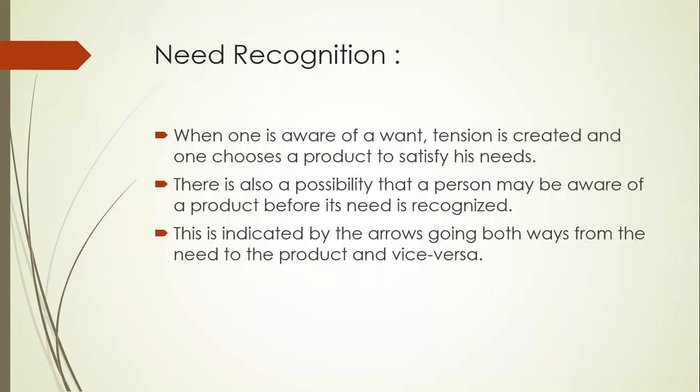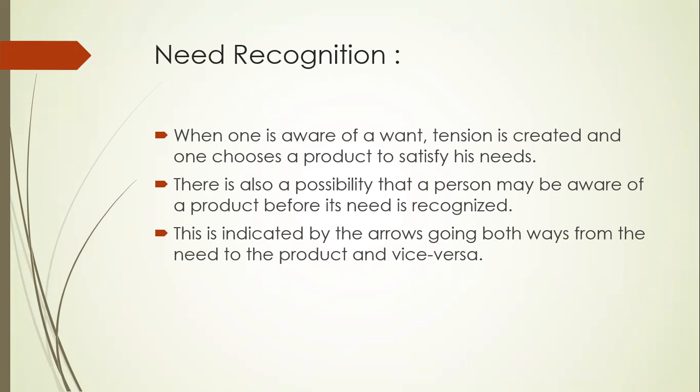So let's see the first process, that is need recognition. Obviously when one is aware of a want or attention is created, one chooses a product to satisfy his needs. So whenever a want or any need comes up, tension starts in the mind of the consumer. Then he starts searching for the product.